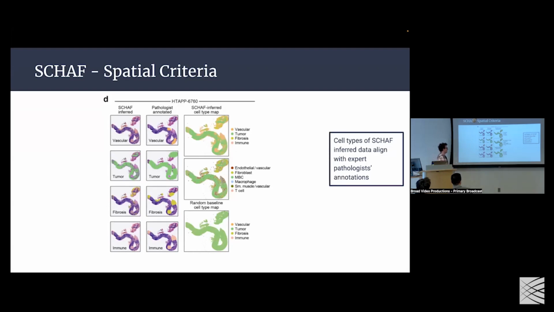And it's very nice. Again, you see that where there's supposed to be immune cells according to a pathologist, we have immune cells, and where there's supposed to be vasculature type cells, we have vasculature type cells. So it's very encouraging.